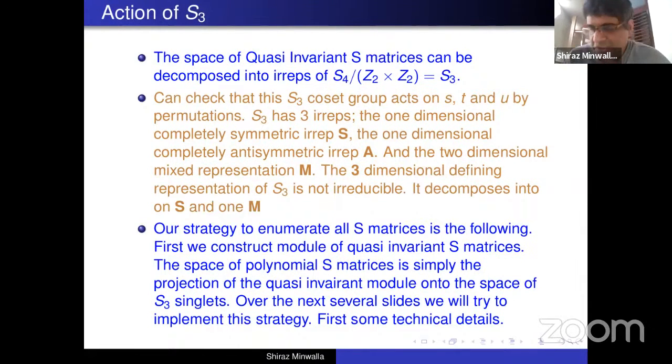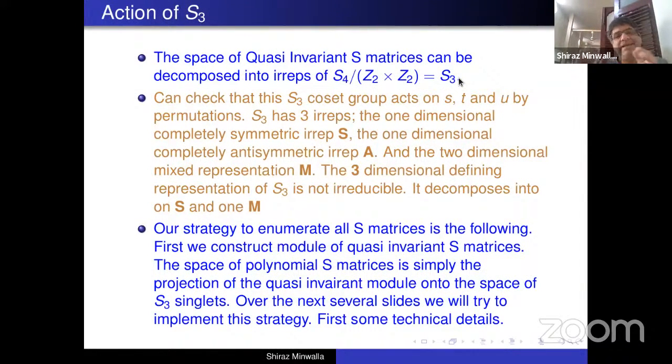Okay, great. So far I've discussed these permutation unsymmetrized S matrices. But of course, S matrices have to be symmetrized. You have to put the constraint of invariance under S4. Now, one thing you can show is the following: S4 mod Z2 times Z2 is S3.